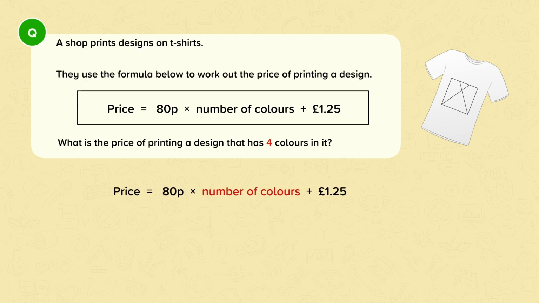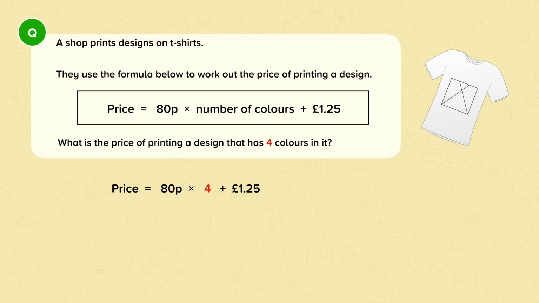The first thing we need to do is substitute in 4 for the number of colours. So we can put the 4 here. Now we start to calculate and work it out. Remembering to use the order of operations, we must multiply first. So the price equals 80p times 4, then add £1.25.